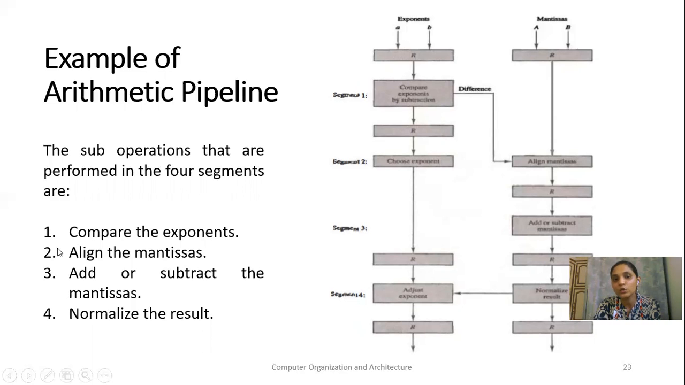Okay, then what do we require to do in the first stage? In the first segment, we require to compare the exponents. This comparing of exponents will be done by a subtraction operation, and the difference is going to be calculated. By this time you will decide which exponent you are going to use. Generally we use the largest exponent, so that is going to be stored over here. You will pass it to register R, and we will choose this in the next segment, and that is going to be passed to the next stage.